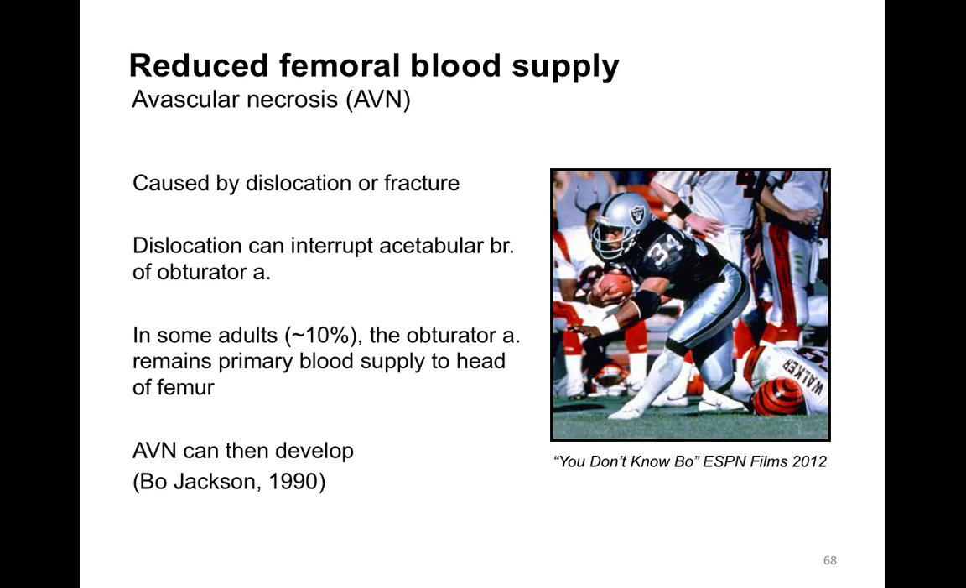And still one of the best known cases of avascular necrosis is Bo Jackson in 1990 suffering a dislocation during a playoff game against the Cincinnati Bengals, in which he dislocated his hip, ruptured his obturator artery, the branch going into the head and neck of the femur, compromising the blood supply. Avascular necrosis did develop. He needed a total hip arthroplasty and never returned to the same functional status as a professional athlete.